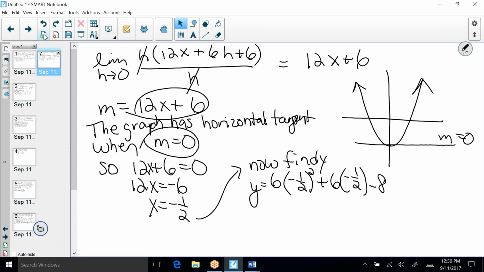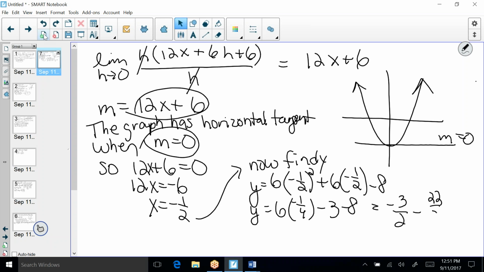So this is going to be 6 times negative 1/2 squared, which is negative 1/4. And then 6 times negative 1/2 is minus 3, minus 8. And 6 times negative 1/2 is negative 6/4, or negative 3/2. Minus 11. And since I'm going to be subtracting 11, I can just write that with a common denominator. So 11 is the same thing as 22 over 2. So y is going to be equal to negative 25 over 2.